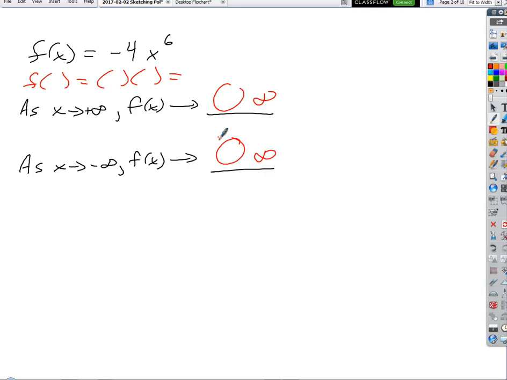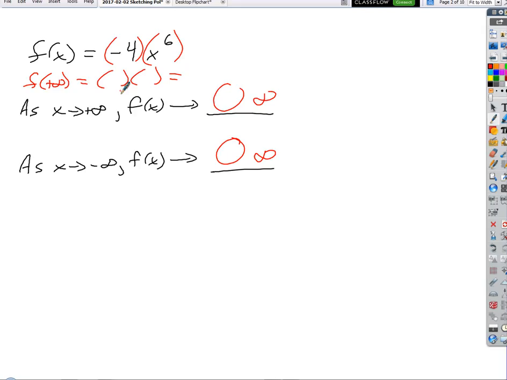Okay. So yeah, let's look at the first one. We got two factors, right? The two factors are the -4 and the x to the 6th. Agreed? Okay. All we need to know is what's going to be the overall sign. So if I'm plugging in a positive infinity, what's going to be the sign of the first factor?